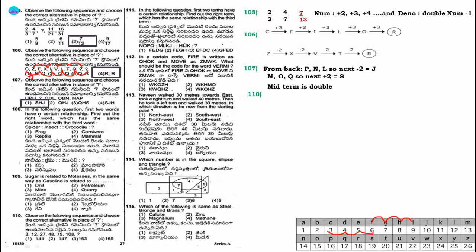Now next, in the following question, the first two words have a certain relationship. Spider, insect. Crocodile, it's easy. Reptile. Now next, 109. Sugar is related to molasses in the same way gasoline is related to petroleum.